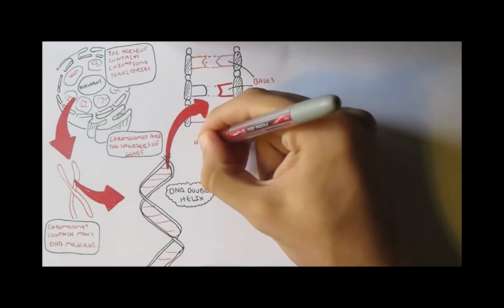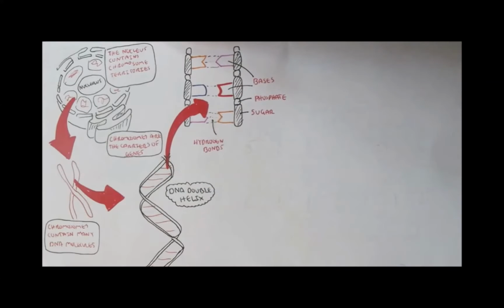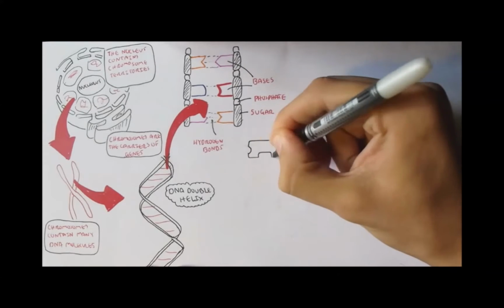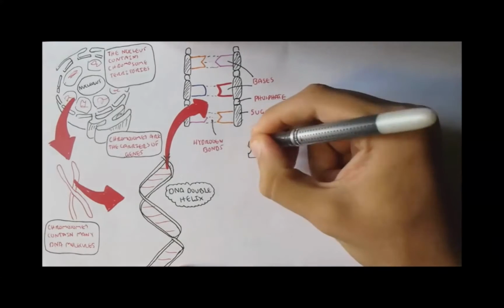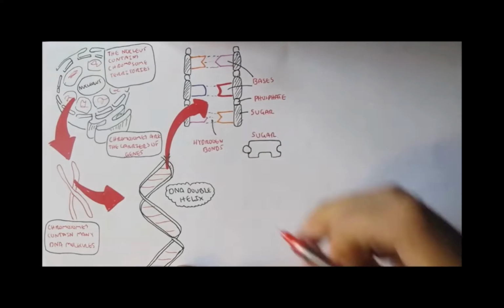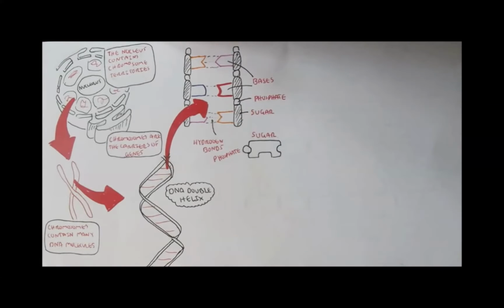Now these bases can connect to other bases on the other strand, and they attach through hydrogen bonding. Essentially this binding is what makes the double helix structure of DNA. So looking at one nucleotide now, we have the sugar, and it attaches to the phosphate. A base can also bind to the sugar. And this is one nucleotide.